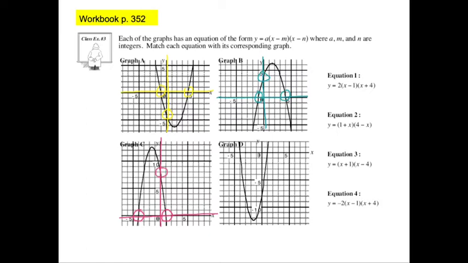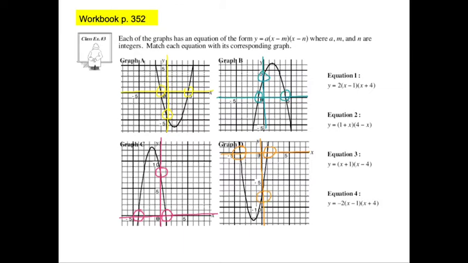And for graph D, there is your x-axis. Here is your y-axis. We have an x-intercept at about -4. We have an x-intercept at about 1. And we've got a y-intercept around -8. Okay, so let's start with equation 1.